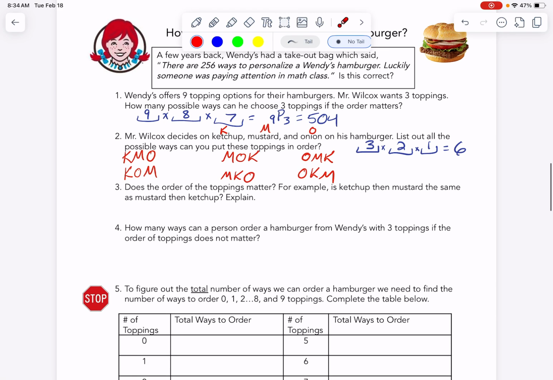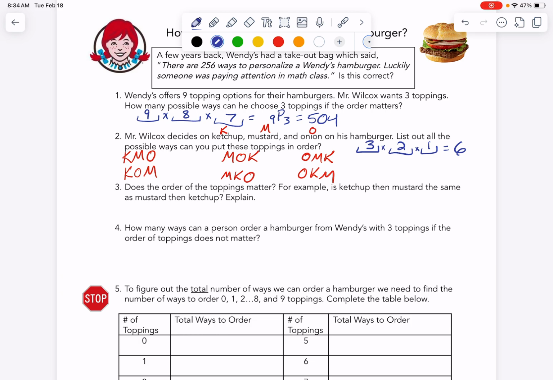The next one might be a little philosophical of a question. Does the order of the toppings matter? For example, is ketchup then mustard the same as mustard then ketchup? Now, some of you might go, Mr. Hoffman, I think it does matter. And you know, I guess it could taste a little different if you had the mustard on top of the ketchup than the ketchup on top of the mustard. I'll give you that, okay?